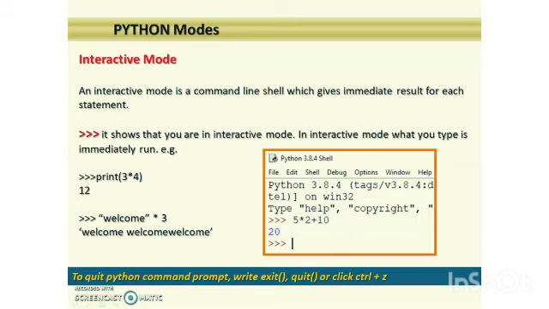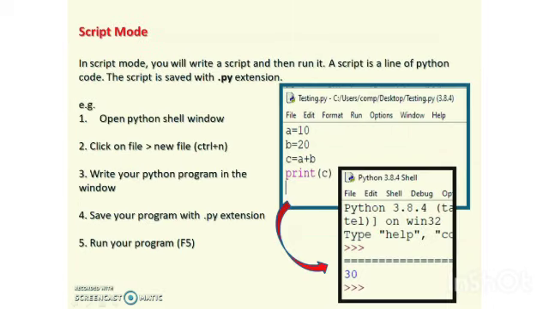When I use the statement "welcome" multiplied by 3, it replicates my string 3 times. So in the image you can see the interface, the three arrows represent that we are in interactive mode. So it gives the response immediately as you press the enter key.